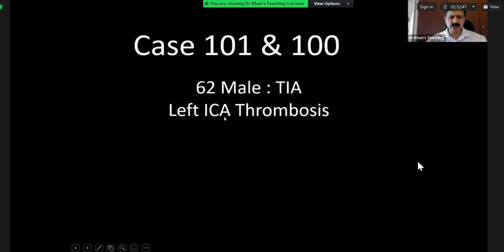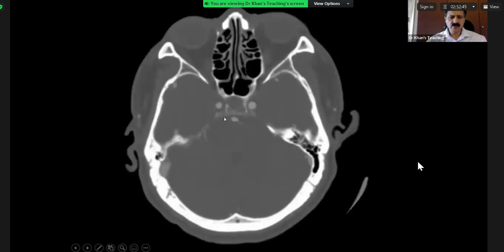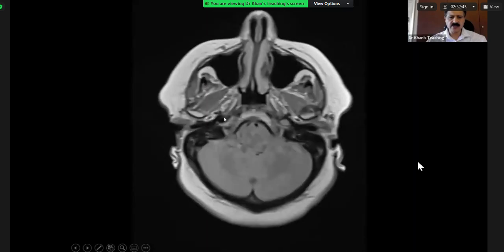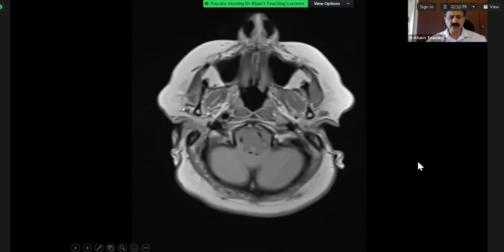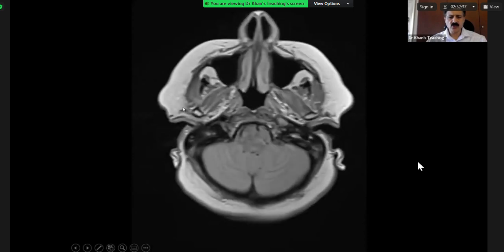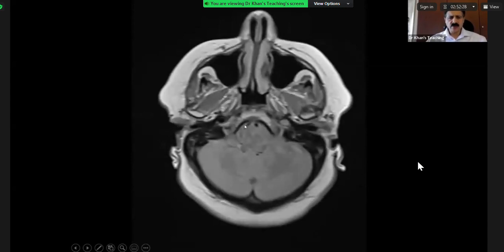Okay, now another case is a PD weighted sequence. A PD weighted sequence is a very good sequence to look at the arteries. By the way, the same thing you can also see on a T2 weighted sequence most of the time. But you can see here what is happening.